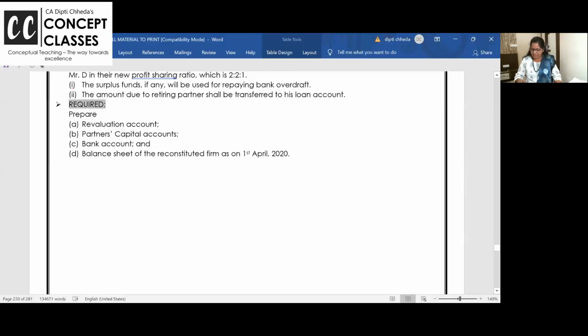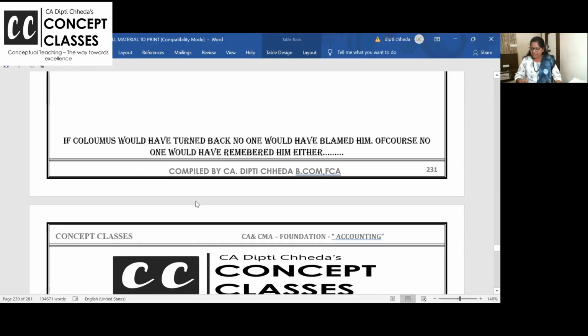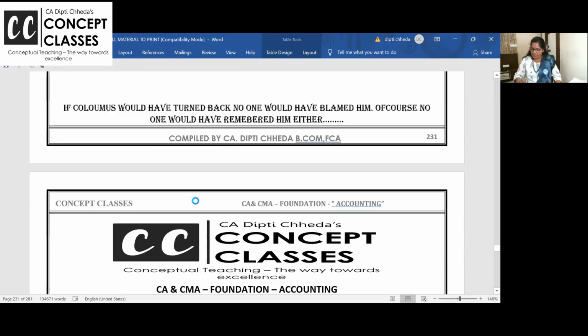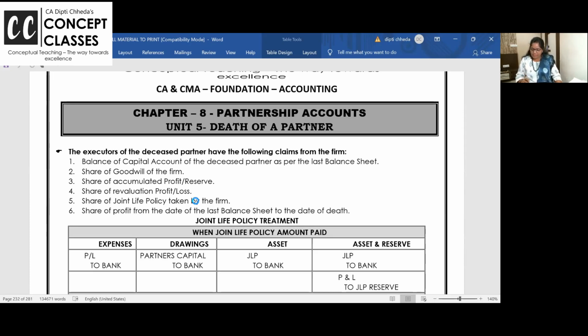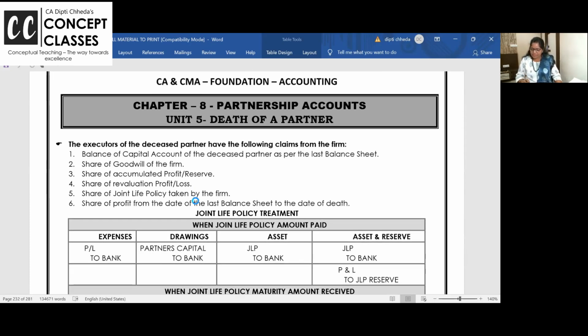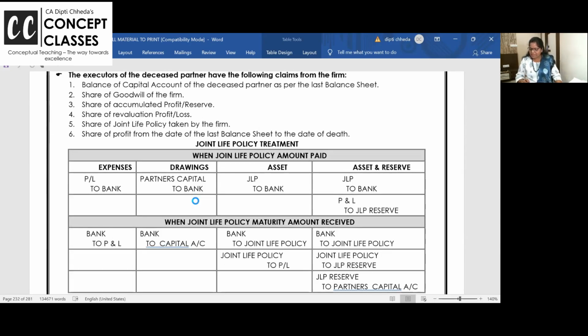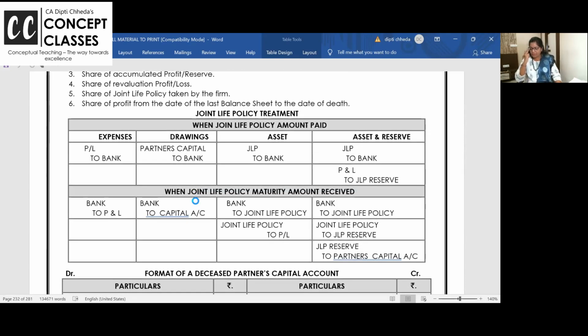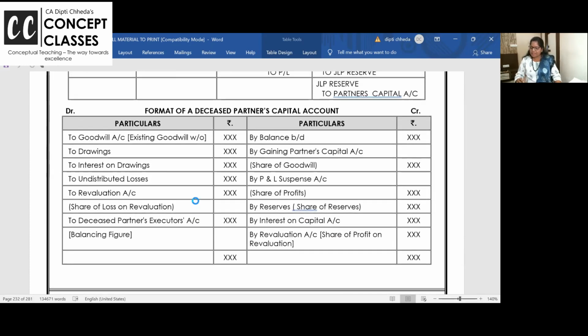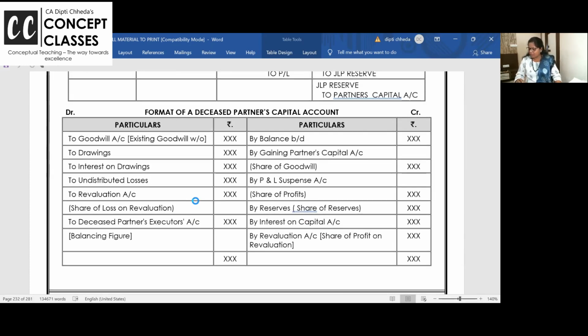We are doing this. This was yesterday's last problem we have done. Give him his capital account, current account, goodwill, share of reserves, revaluation, joint life policy, and share of profit. Share of profit can be given to the deceased. This is the deceased partner's capital account. Balance brought down, gaining partner, P&L, suspense, reserve, interest on capital.